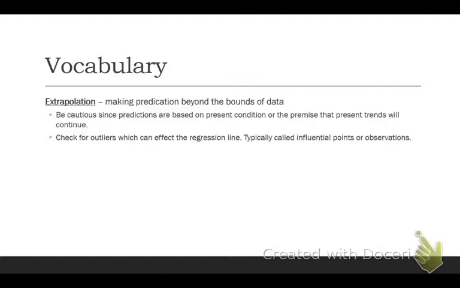What would it be in the future? Things like that. You have to be really careful when you're making predictions beyond your data points, because it is on two possible assumptions. One of the assumptions is that it's based on your present condition. Well, the problem is that our present condition is not always constant. It changes from day to day, even from hour to hour. The other assumption is that this trend will continue.